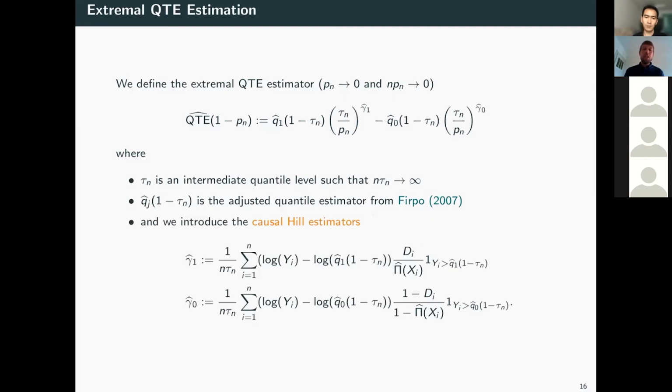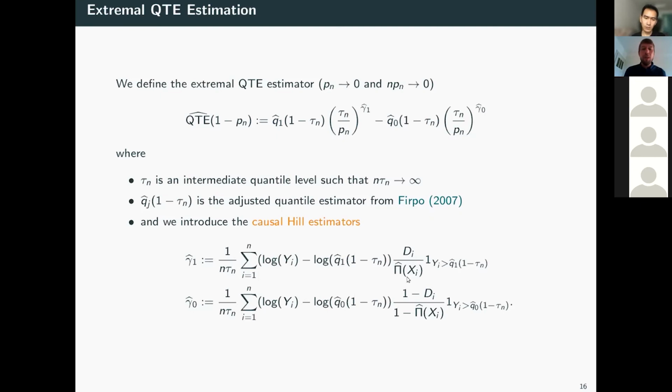Now for the correction, to really go to more extreme values, we need estimators of the extremal indices. And those are given by an adaptation of a classical estimator, the Hill estimator, but now for our causal setup. So the estimators basically are similar to the classical Hill estimator, but with an adjustment for using the propensity scores.